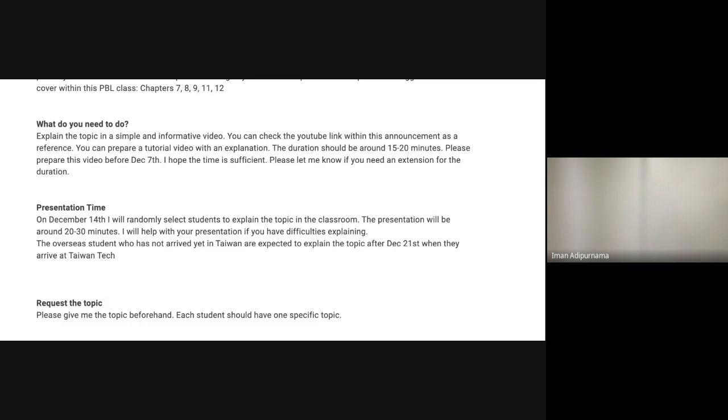And of course, how about the students who have not arrived yet? They will be expected to explain the topic after they arrive, and hopefully after December 21st, you can arrive. You will arrive at Taiwan Tech.